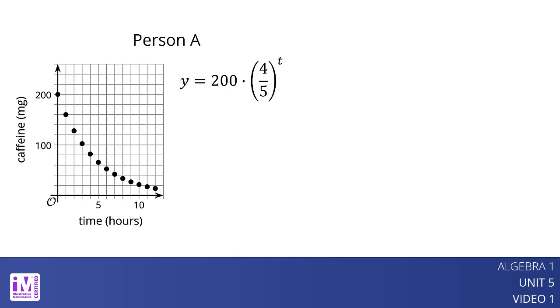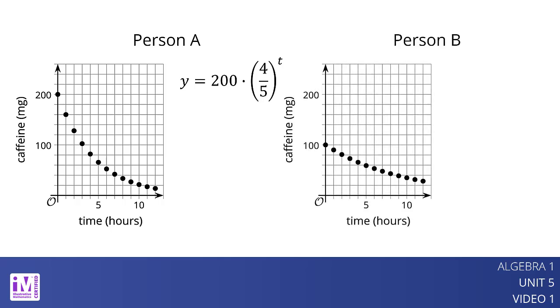Graphs are useful for comparing relationships. Here is another graph representing the caffeine for person B in milligrams measured hourly after an initial measurement. The graphs reveal interesting information about the caffeine in each person over time. At the initial measurement, person A has 200 milligrams of caffeine, while person B has only 100 milligrams. The caffeine in person A's body decreases faster.